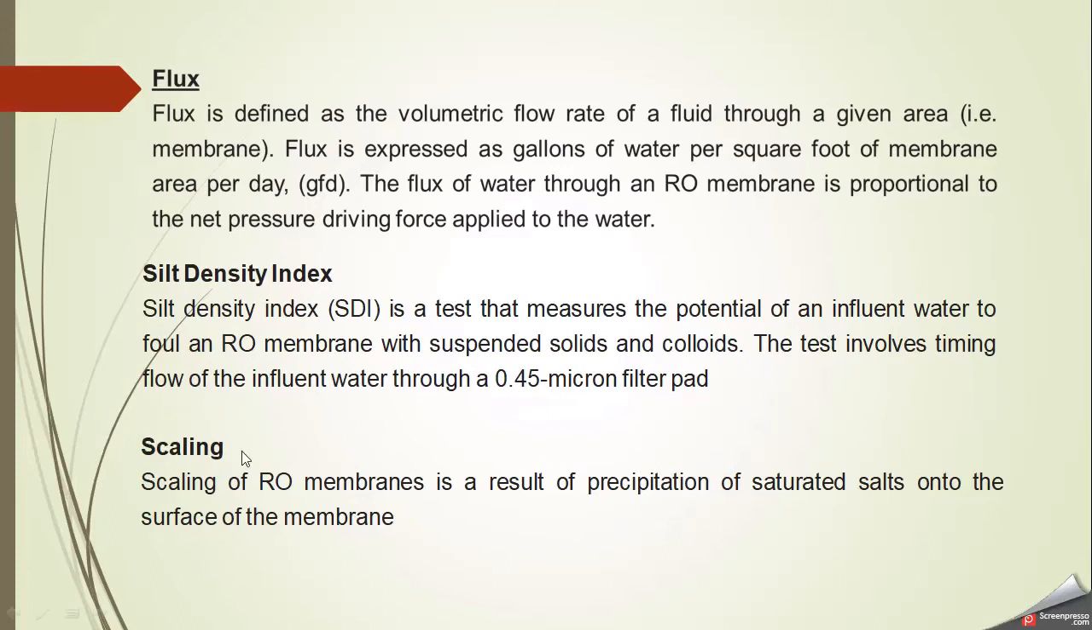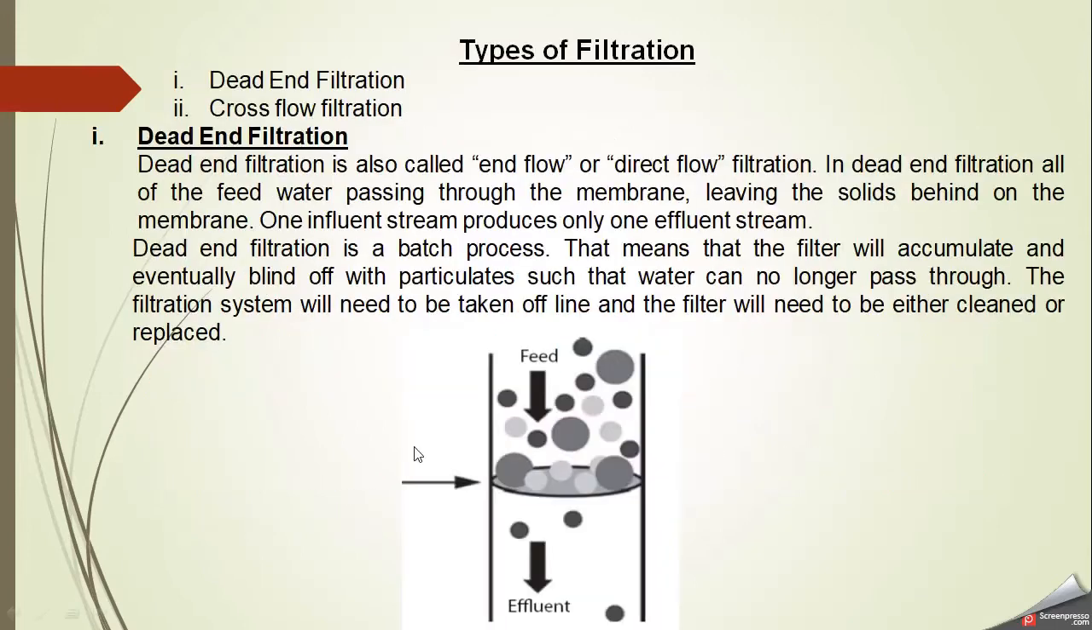Next term is scaling. The scaling of an RO membrane is a result of precipitation of saturated salt on the surface of the membrane. Now after these basic terms, we will explain the types of filtration processes involved in this RO scheme. There are two types of filtration. One is dead-end filtration and the second is crossflow filtration. Number 1, dead-end filtration.